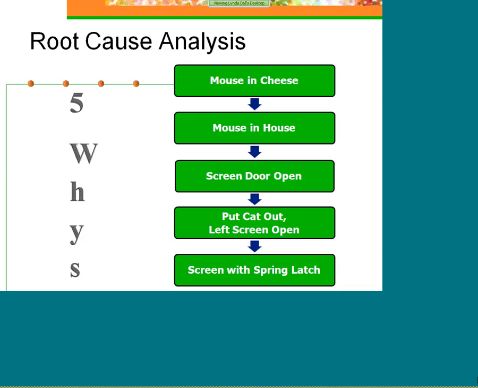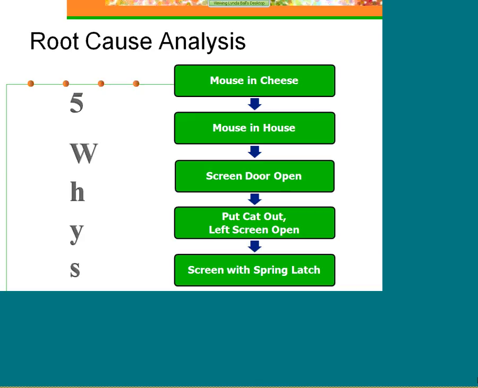There is one root cause analysis method called the 5 whys. You can see that there's a mouse in the cheese, there's a mouse in the house, the screen door is open, we put out the cat, somebody left the screen door open, and they have a screen with a spring latch on it. Now, if we focus on the mouse in the cheese, a Band-Aid would be, we set out a mouse trap and we catch that mouse. Therefore, we've taken care of just that one mouse. But is that going to stop other mice from coming in the house? No. It's only going to stop that one mouse from coming in and getting the cheese. So that would be a Band-Aid.